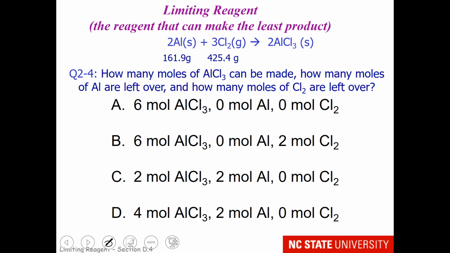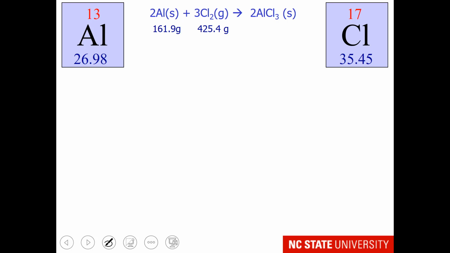So here is your question. We want to know how many moles of aluminium chloride can be made, and how many moles of aluminium are left over, and how many moles of chlorine are left over given these reaction amounts: 161.9 grams of aluminium and 425.4 grams of chlorine. We don't have enough space to work on this slide, so let's go to the next one.